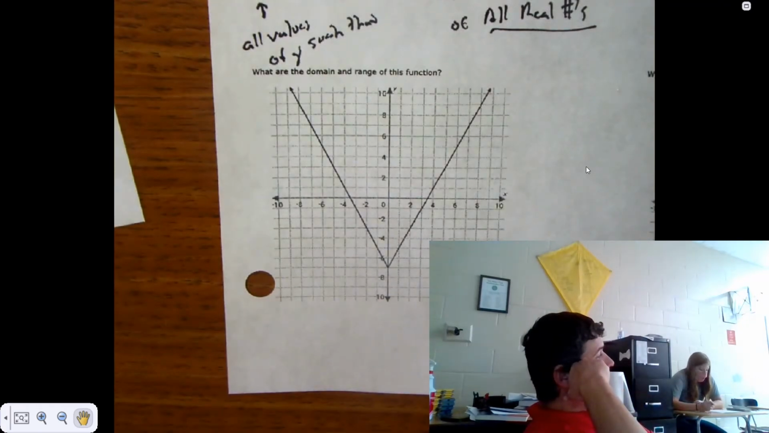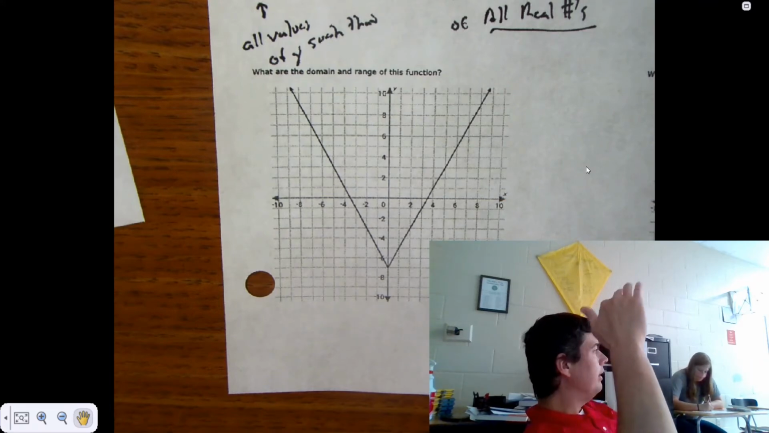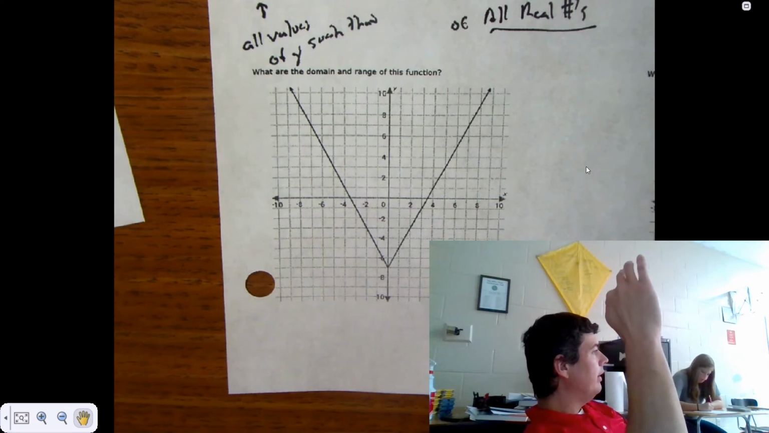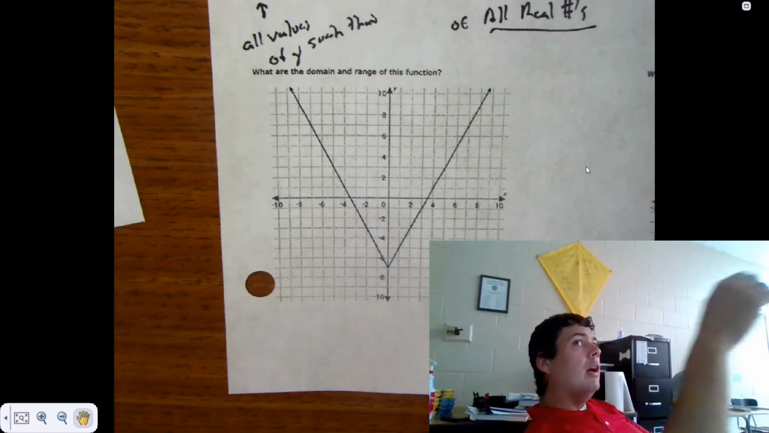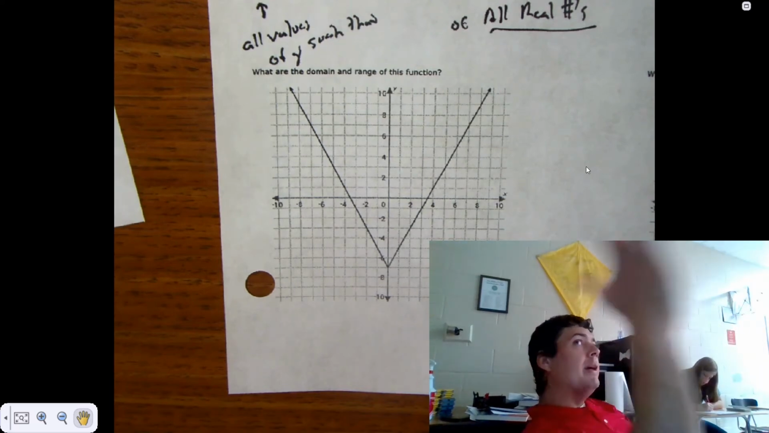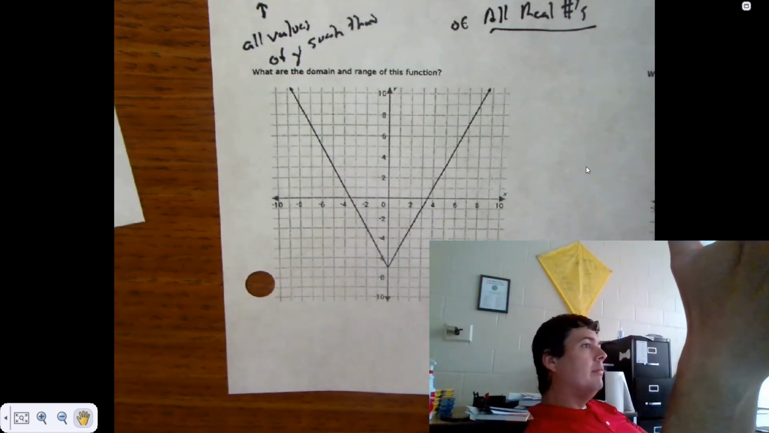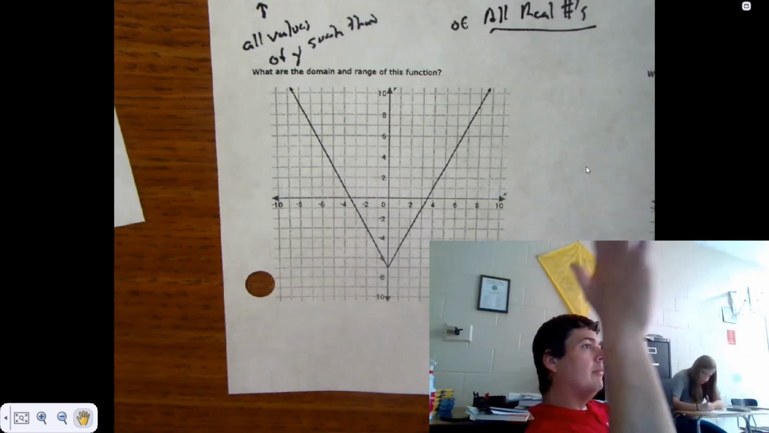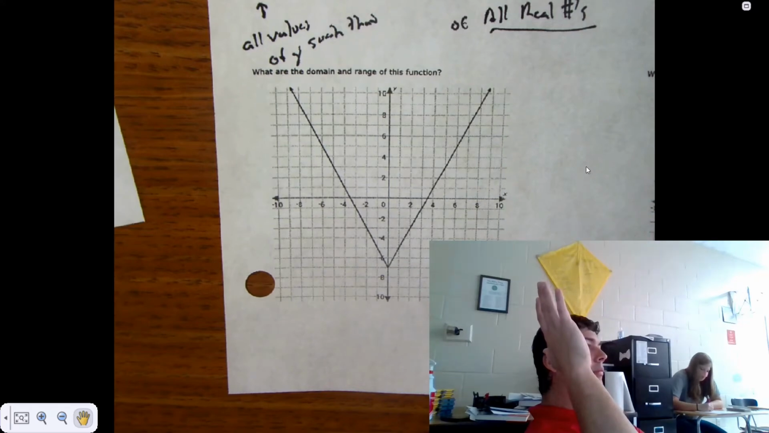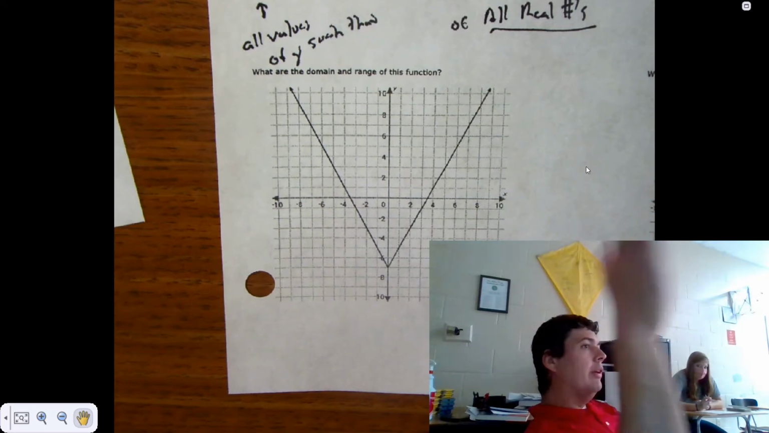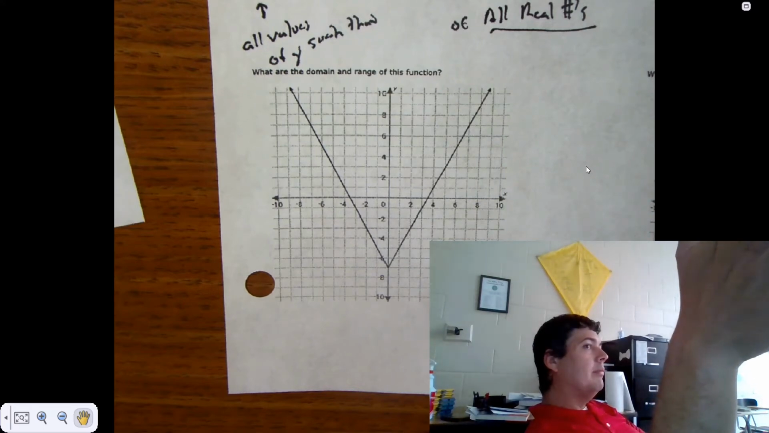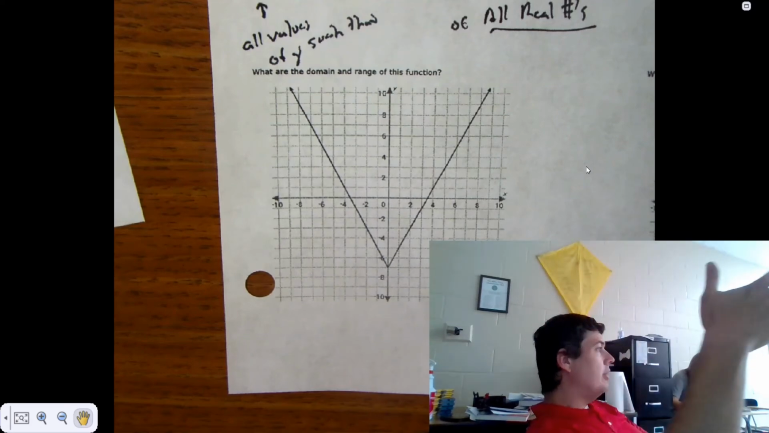Huh? Of course they can be upside down. We'll have one that will at least look upside down in a calculator. I know that. But yeah, they can be upside down. All right. Spencer, what's the domain of this one? Logan, what's the domain of this one? Alex, what's the domain of this one?